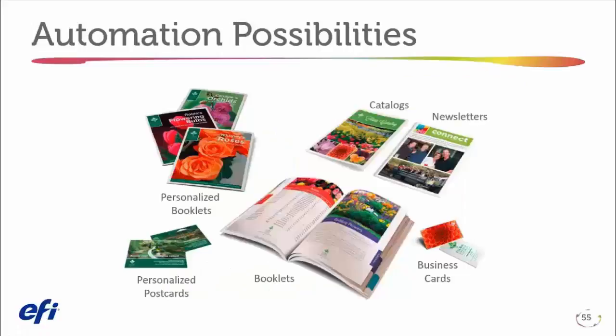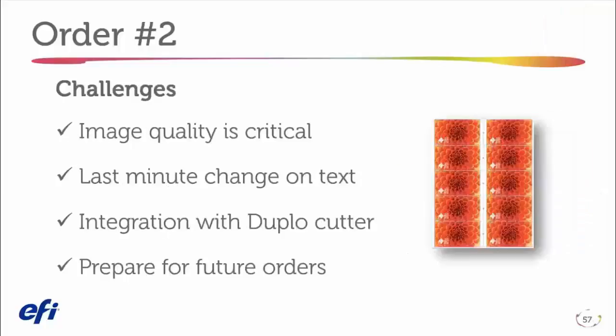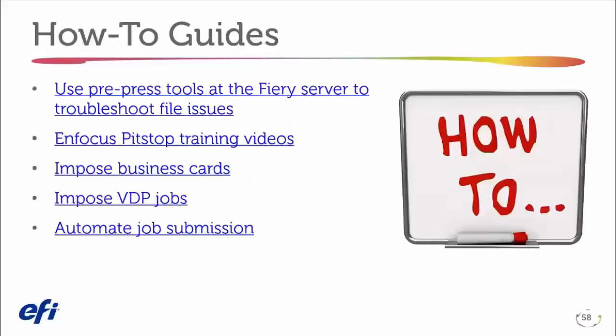So here are some more product examples that you can automate in your shop: booklets, brochures, business cards, and postcards. So with or without personalized data, all can be easily set up and processed by Fiery Automated Workflow. And here's our last how-to of the day, automate job submission. You can treat it as an overview on automation or a kind of pre-course exercise if you like for the next webinar. And that wraps up our order number 2. And again, here's a list of how-to guides we covered.